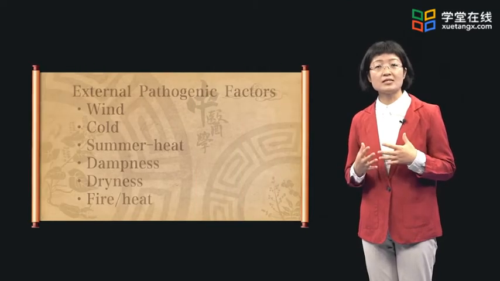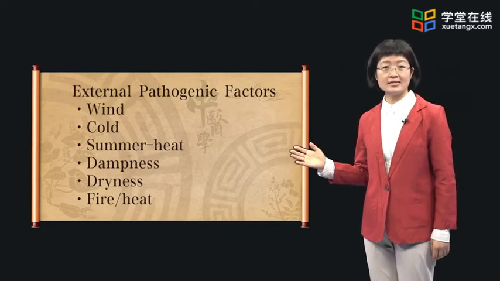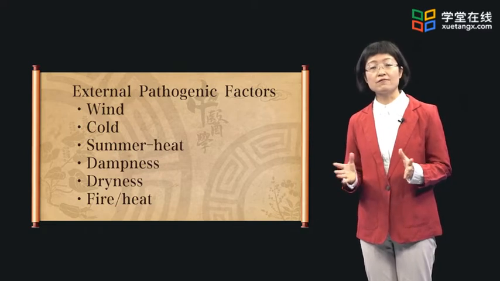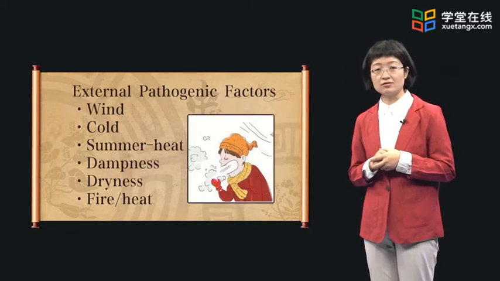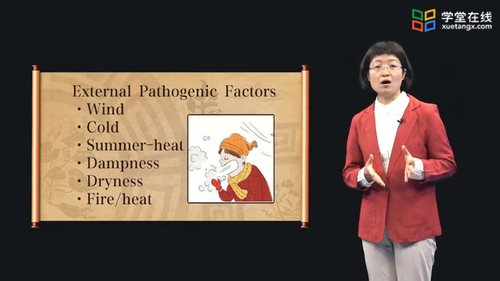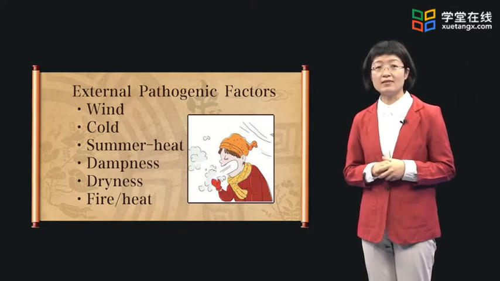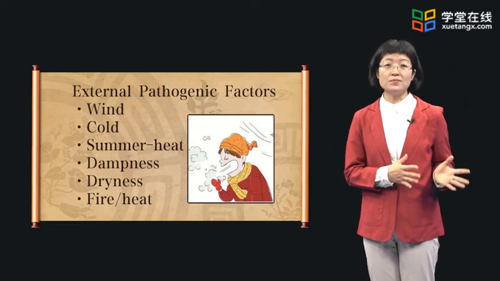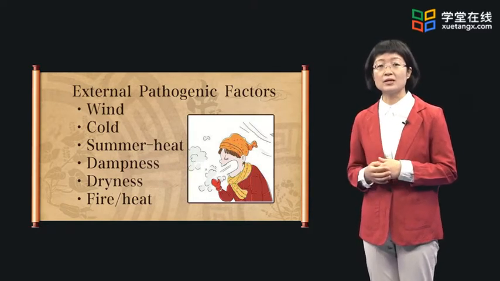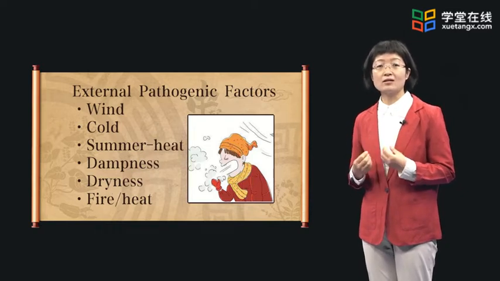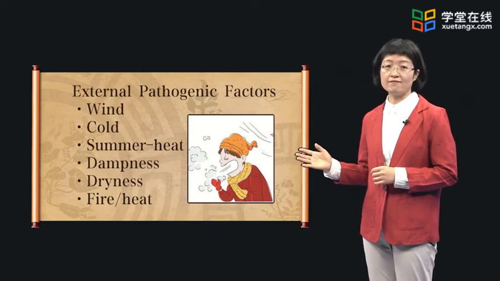Under normal circumstances, wind, cold, summer heat, dampness, dryness, fire or heat are called the 6 qi. They are 6 normal conditions of nature and are harmless to the human body. When excessive or deficient climate occurs, for example, too hot in summer or too warm in winter, and rapid climate changes, the body cannot adapt, then disease occurs. On the other hand, when people are too weak to adapt themselves even to normal climate changes, the 6 qi will also become pathogenic factors to attack and cause disease. Under these circumstances, the 6 qi are called 6 pathogenic factors.